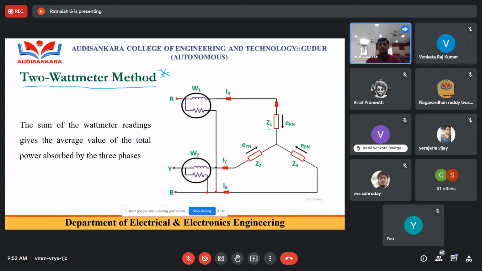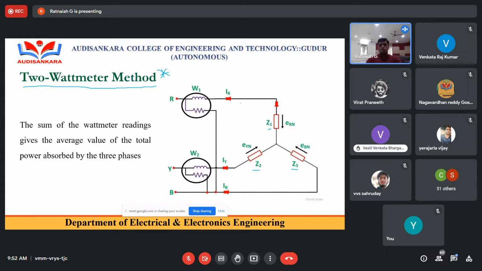Z1 is an impedance which is connected to the first phase R, and Z2 is connected to the next phase Y, and Z3 is connected to the next phase B. So here I am following the phase sequence R, Y, B. We already know that the 3 impedances Z1, Z2, Z3 are connected.